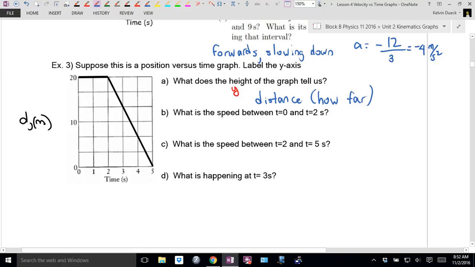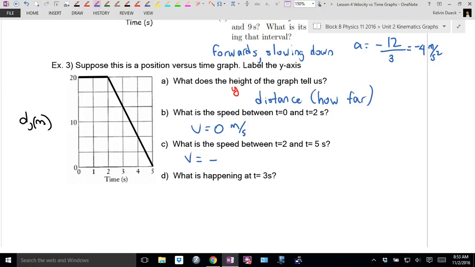What does the slope tell us? I didn't ask that, but what does the slope tell us? Speed. So what's the speed between time 0 and time 2? 0. What's the speed between time 2 and time 5? Negative 4 meters per second.